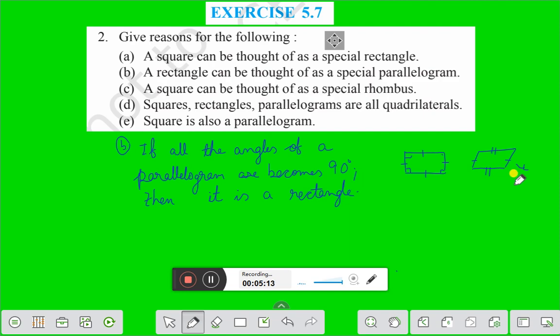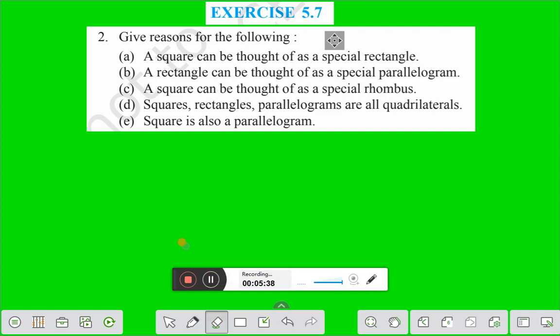Right? Here you see, this is a parallelogram. Opposite sides are equal and parallel. In the case of rectangle also, opposite sides are equal and parallel. If the angles of this parallelogram become 90 degree, then it becomes a rectangle. That is, the reason is, if all the angles of a parallelogram become 90 degree, then it is a rectangle.